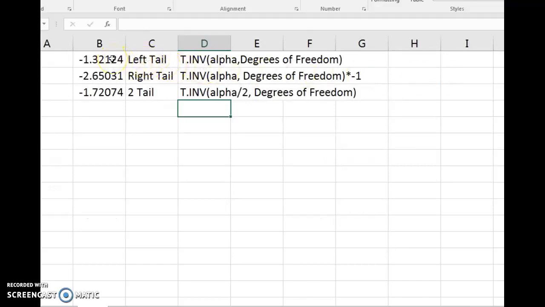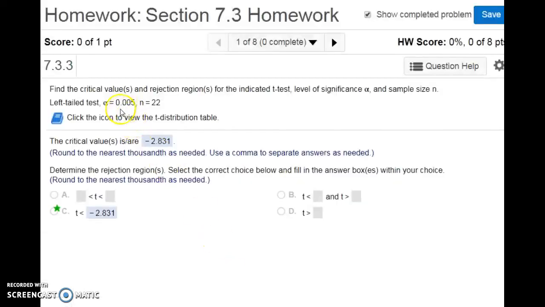If you're doing a left tail test, you do t.inverse, you put in what your alpha is, and then your degrees of freedom. Degrees of freedom is always one less than your sample size. So just to do this example, alpha is 0.005 and our sample size is 22. So I'm going to have 21 degrees of freedom.